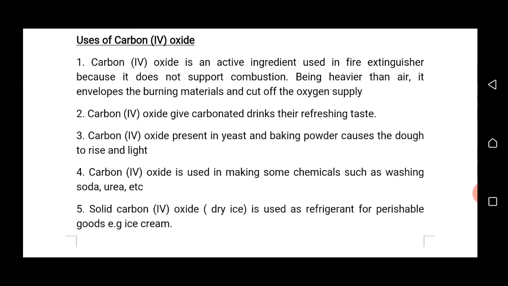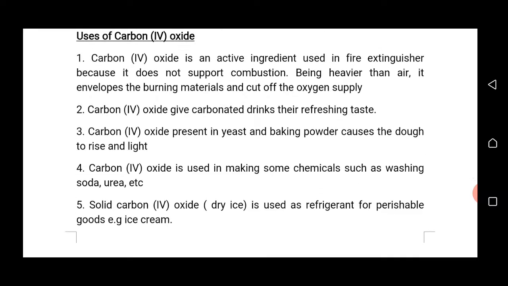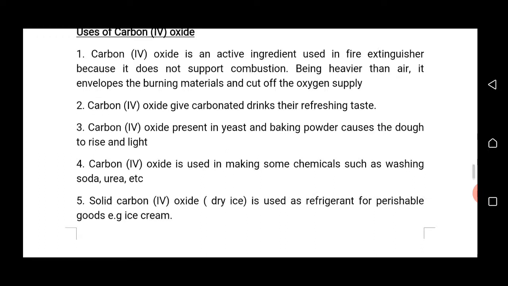So in your final exam, you may be asked to give the reason why carbon 4 oxide is used as fire extinguisher. The answer is that it is used as fire extinguisher because it does not support combustion. Being heavier than air, it envelops the burning materials and cuts off the oxygen supply.